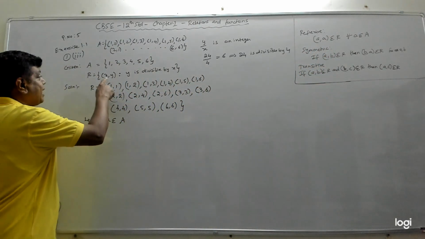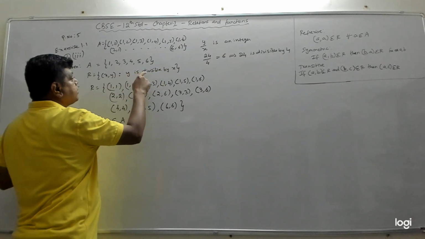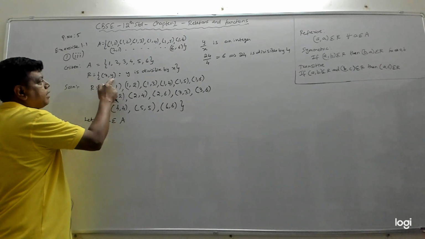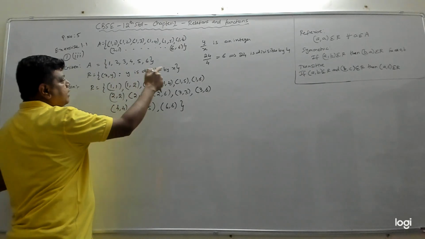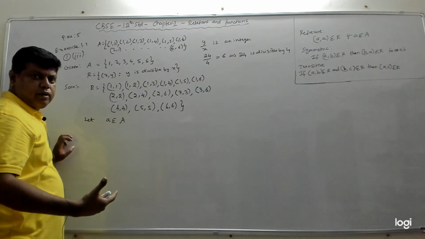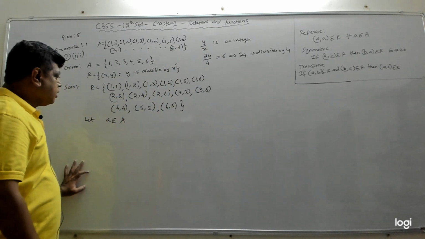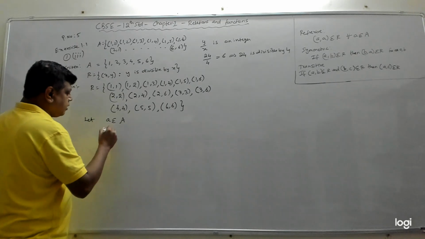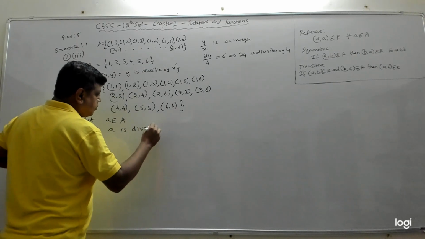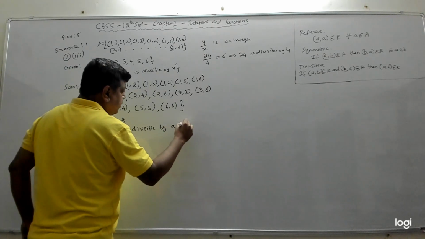Now when will (a, a) belong to R? When a is divisible by a. Both should be a. If both are a, here you put y as a, x as a. Then read this: a is divisible by a, which is true, right? Any number is divisible by itself. So if I take an element from A, then a is divisible by a, for every a in A.